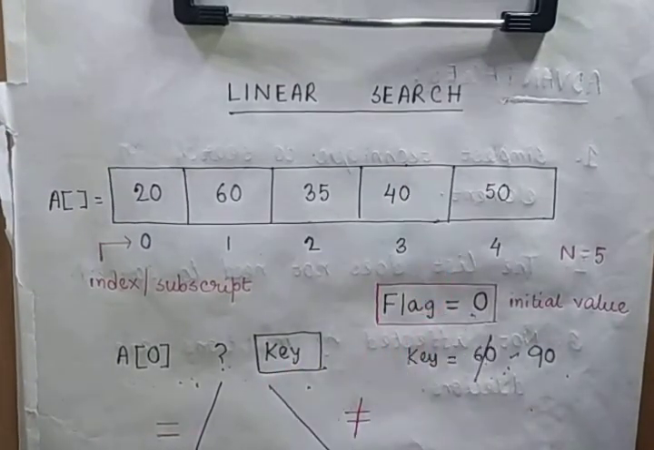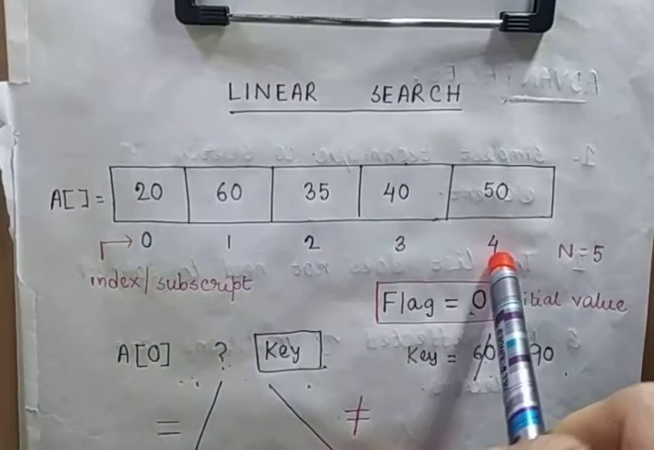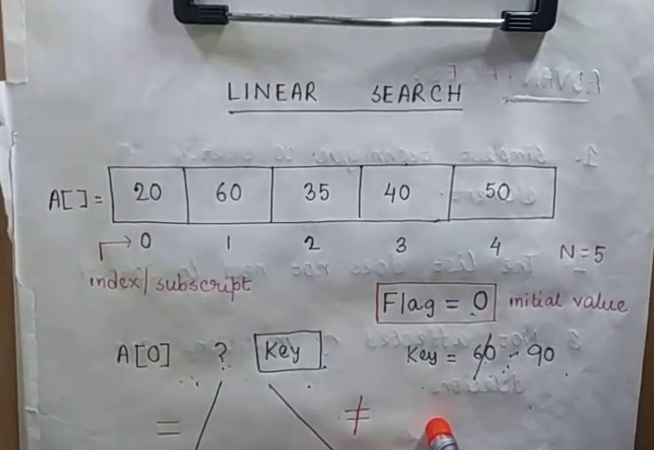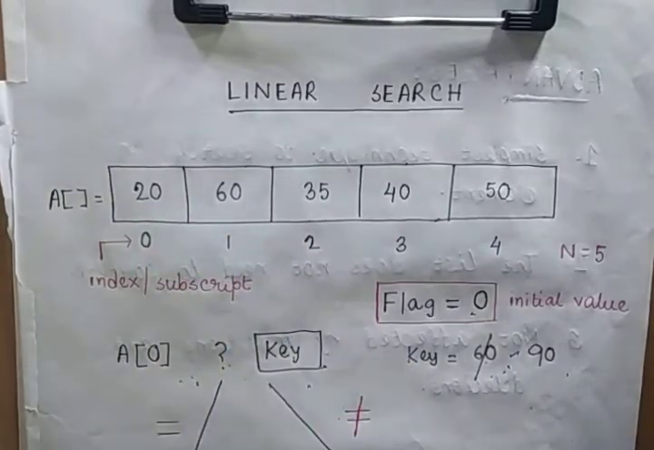That is for an unsuccessful search. So an unsuccessful search means that you are comparing the key element with all the elements in the list, but you are not getting your result. This is called the unsuccessful search.